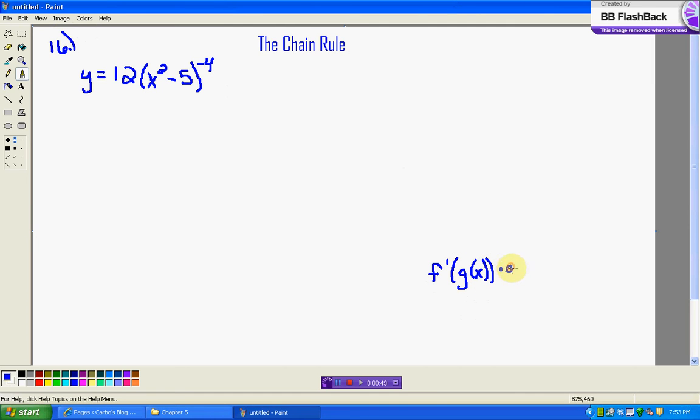This is the process of doing the chain rule. It's f prime of g of x. So you're actually going to plug g of x back into f prime, times g prime of x. Alright, so we got a few things we need to talk about here.